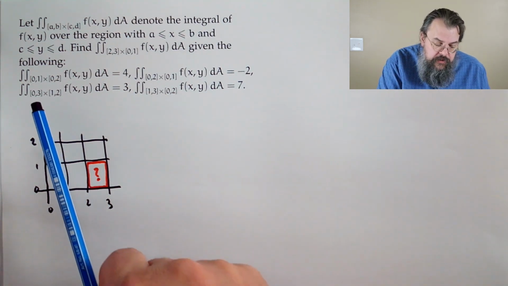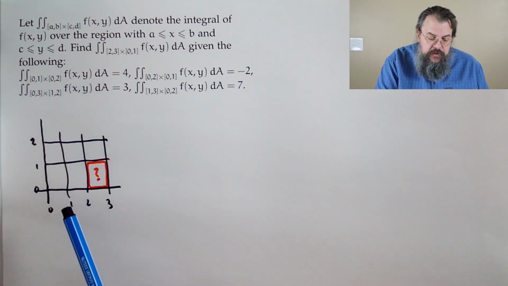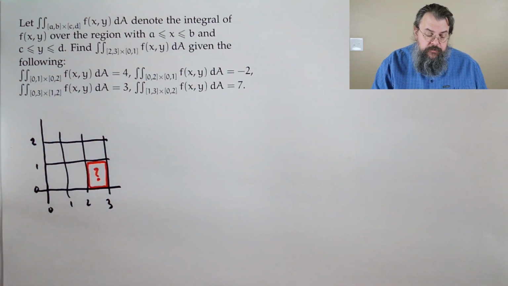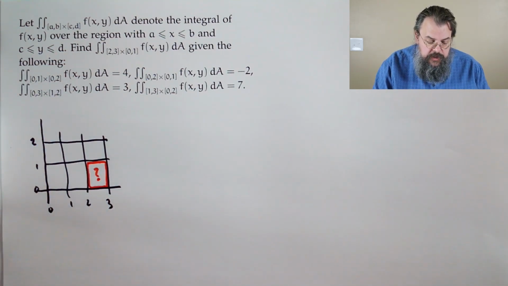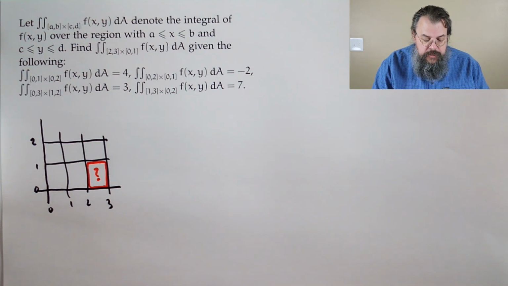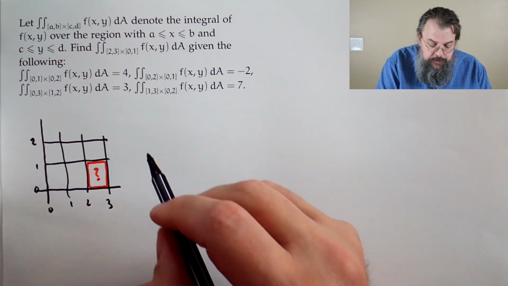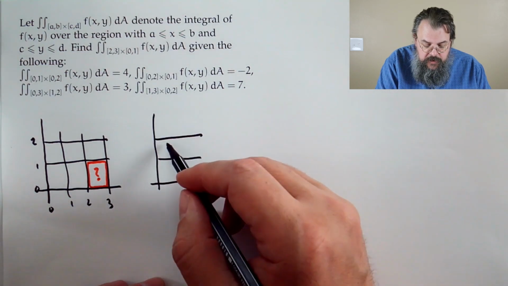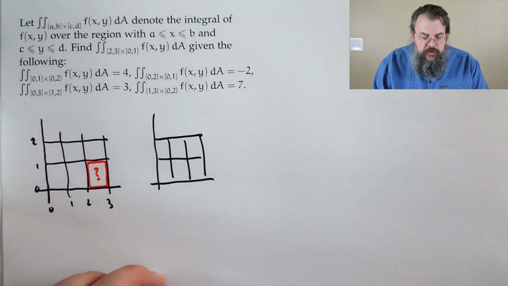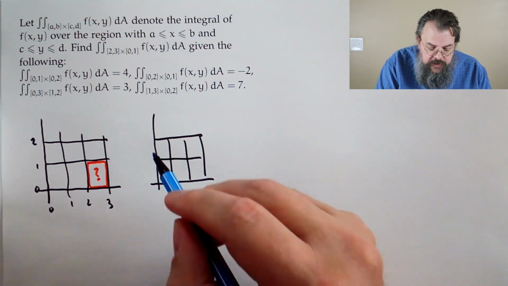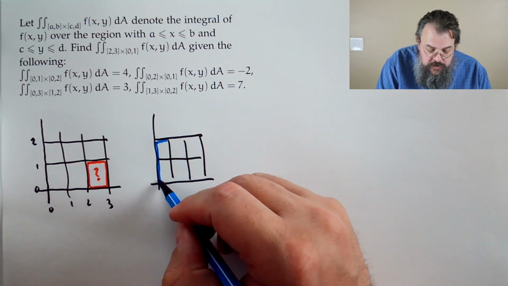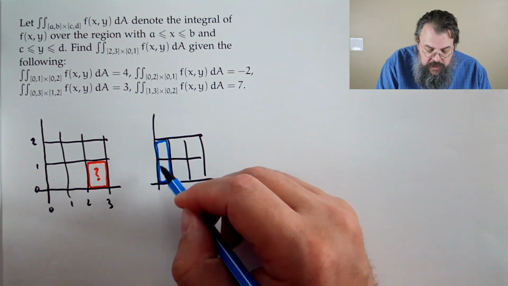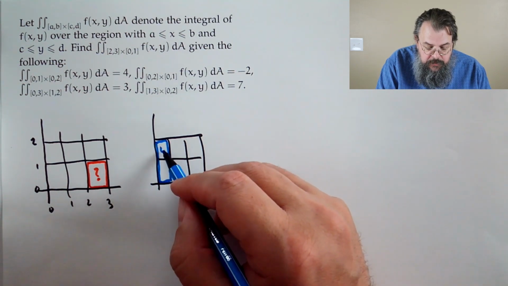We'll go through bit by bit. We can say [0, 1] cross [0, 2]. That says x goes from 0 to 1, y goes from 0 to 2. We can fit that into a picture here. To be safe, we're going to mark all of these. So that piece right there is worth 4.